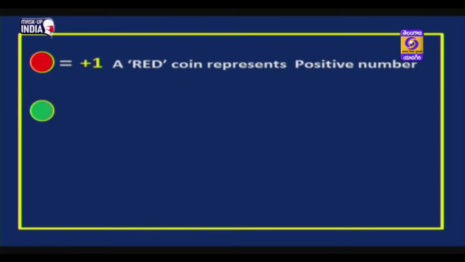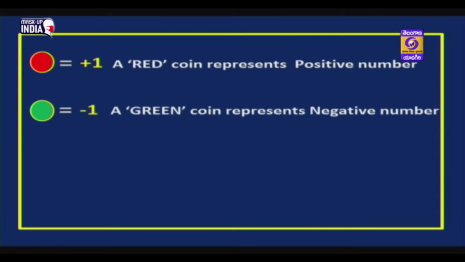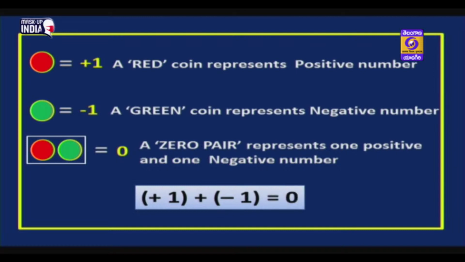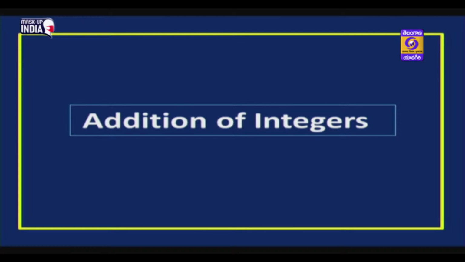So, children, let us consider a red coin which is equal to +1, okay children, and that is nothing but a positive number, and a green coin which we denote as -1, that means it represents a negative number. And we have a pair of both red and green coin and we mark it as 0. A 0 pair represents one positive and one negative number, that is +1 plus -1 is always equal to 0. Okay children, so that we call a 0 pair. Now let us learn about addition of these integers.